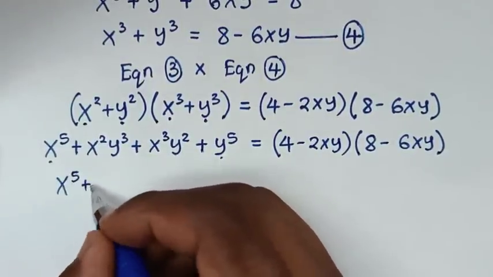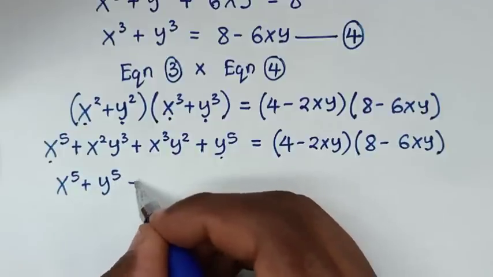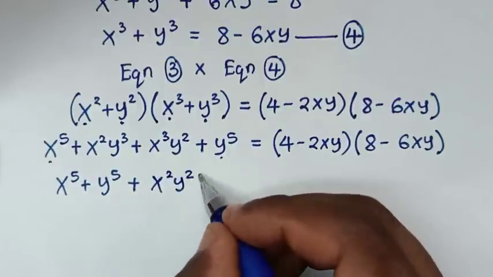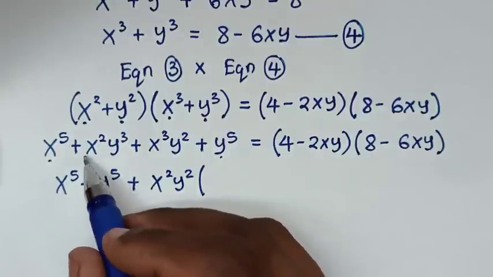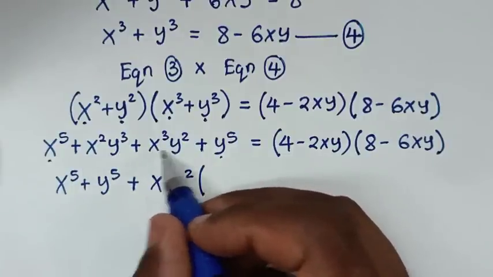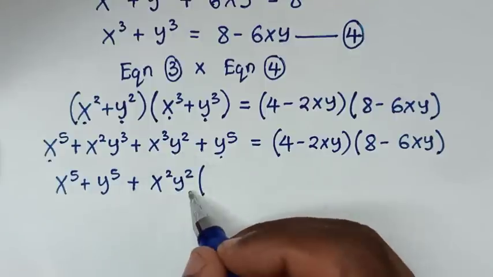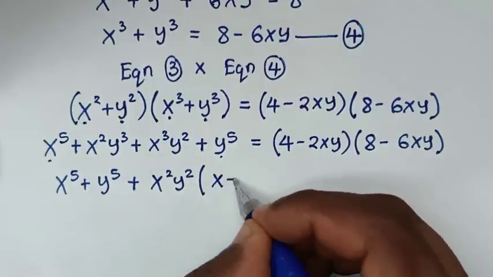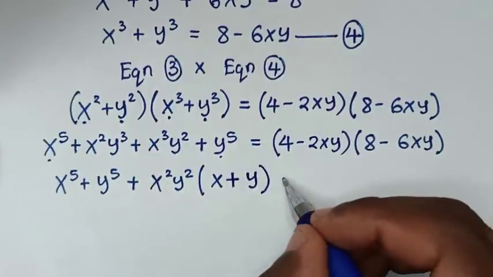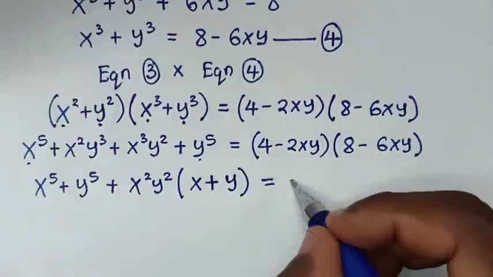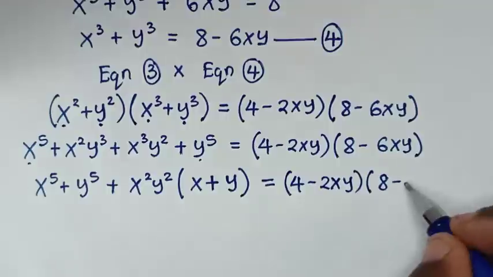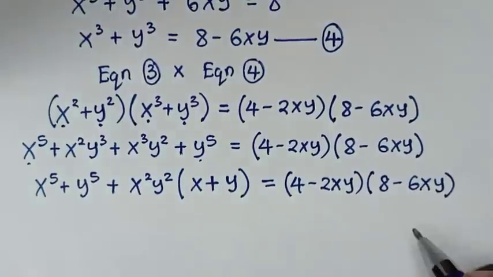Then in the next step, it will be x power 5 plus y power 5, then plus, here and here, x square y square is common, so we take it out of the bracket: x square y power 3 divided by x square y square, and x power 3 y square divided by x square y square. This divided by this is y, plus this divided by this is x, bracket, is equal to 4 minus 2xy, bracket, 8 minus 6xy, bracket.